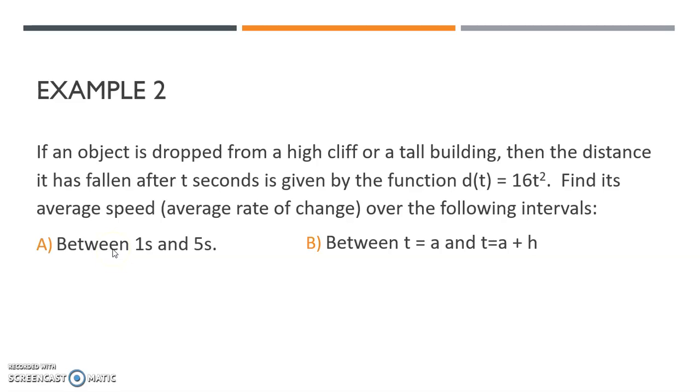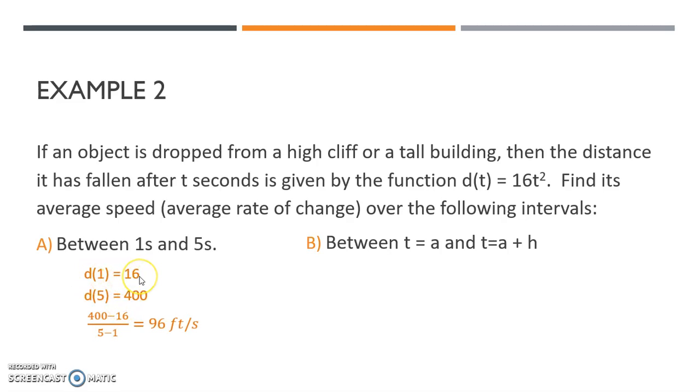So let's look at this first interval. What we need to do is take the 1 and evaluate for 1 up here, which gets you 16. And we take the 5 and evaluate for 5 up here, which gets you 16 times 25. That's going to get us our ordered pairs that we're putting into the slope formula. Then we'll just calculate with the slope formula. So it'll look like this.